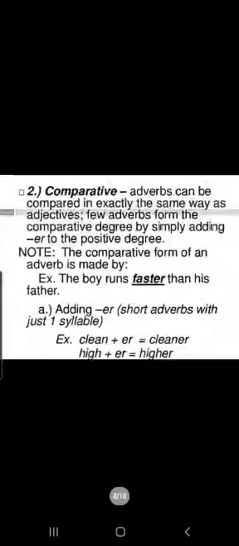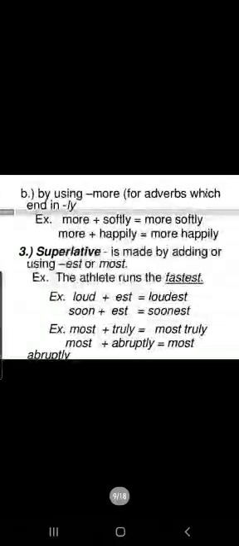Comparative. Now adverbs can be compared in the same way as we did with adjectives. So when we compare 2 things, the comparative form of an adverb is made by adding er, like the boy runs faster than his father. So here the boy and the father are compared. Faster. So clean becomes cleaner, high becomes higher in comparative. By using more, when there are adverbs which end with ly, we just add more before that adverb in comparative. So more softly, more happily.